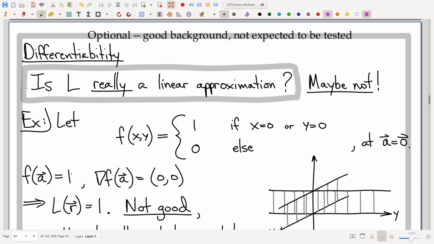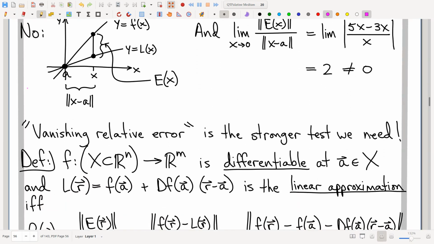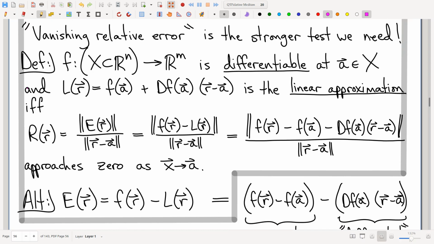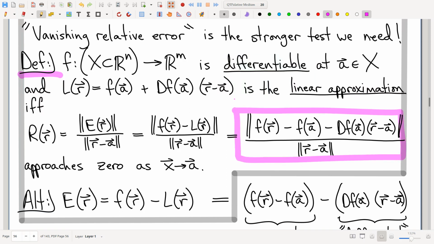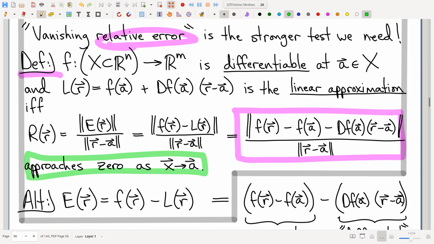I'm just going to skip to the punchline. Again, it's a very cool analysis, and here is the punchline. The definition of differentiability, roughly speaking: a function is differentiable if the formula that we wrote down previously reasonably could and should be called a linear approximation. The test of that is that we need this expression called relative error to approach 0 as you approach that base point. This is what we call vanishing relative error.